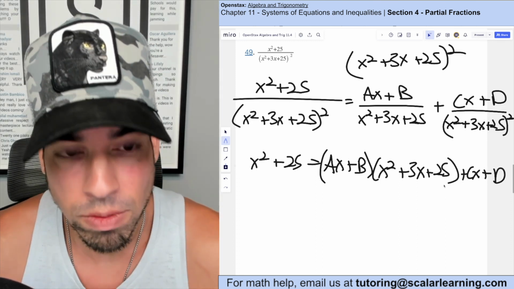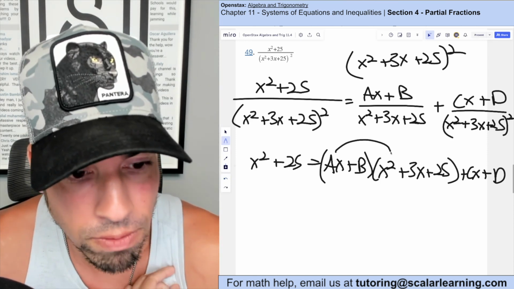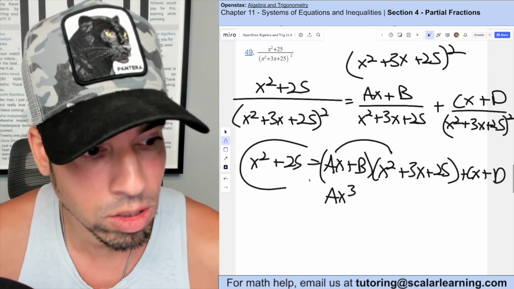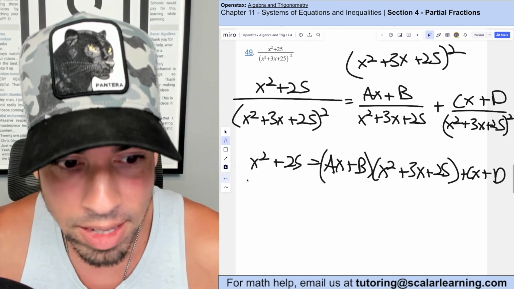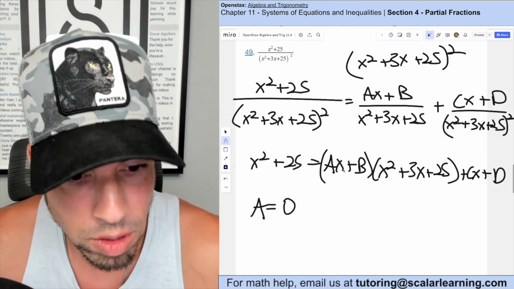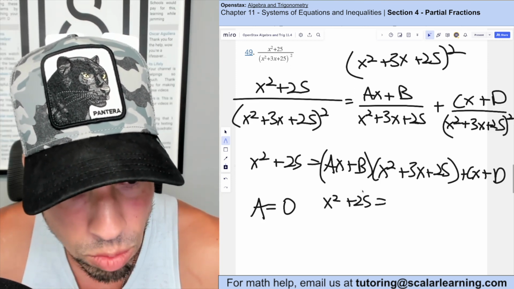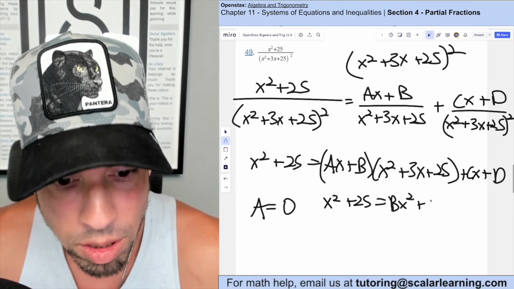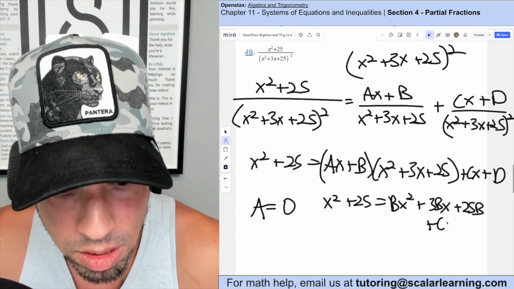Okay, great. Now we can start to figure stuff out. Now, one thing that's interesting that you'll notice is we only got an x squared here. So when I start to FOIL this out, I'm immediately going to get ax cubed. Now we can stop there because there is no cubic over on the left-hand side, which means for this to work out, a has to be 0, right? Because we can't have an x cubed in the mix. So a is 0. That's pretty helpful because now I can simplify the entire right-hand side, right? X squared plus 25 on the left is equal to, that's basically 0. So then we just distribute the b. We got bx squared plus 3bx plus 25b, and then we have plus cx plus d.